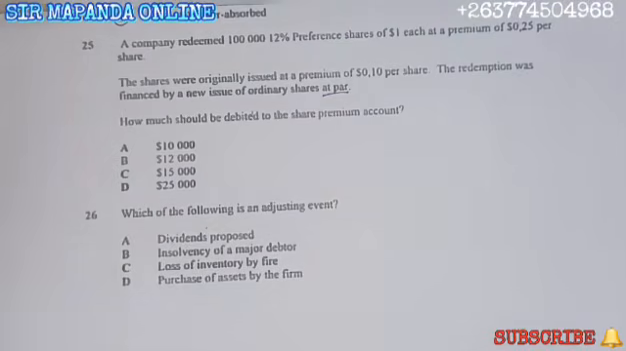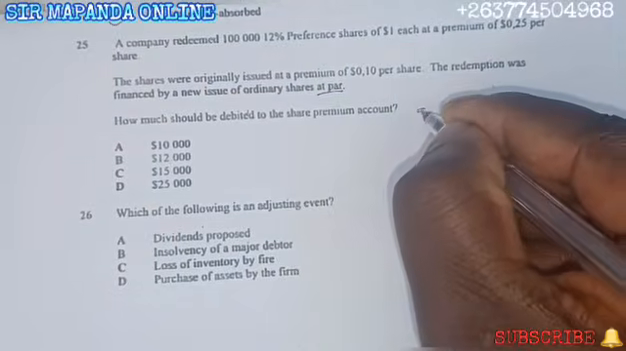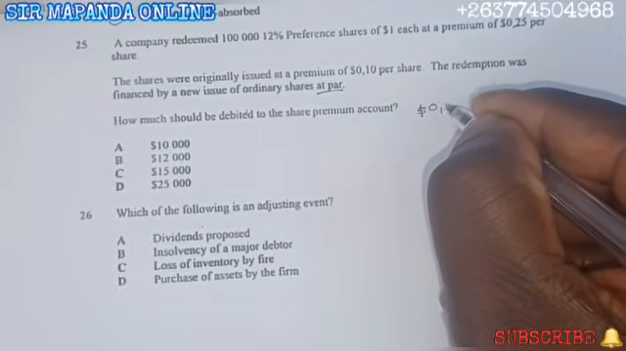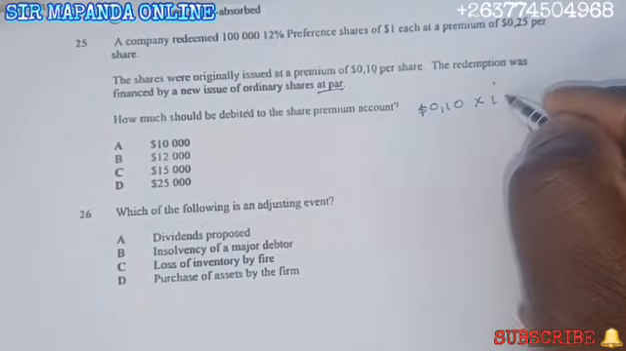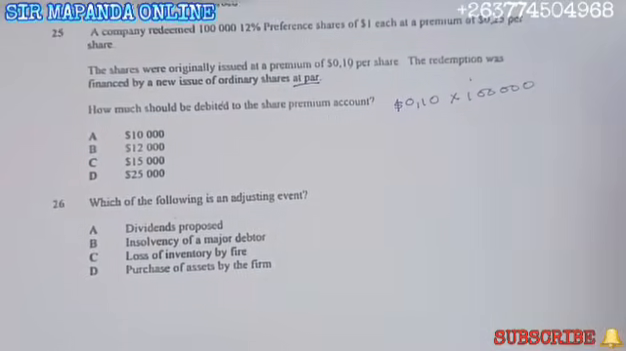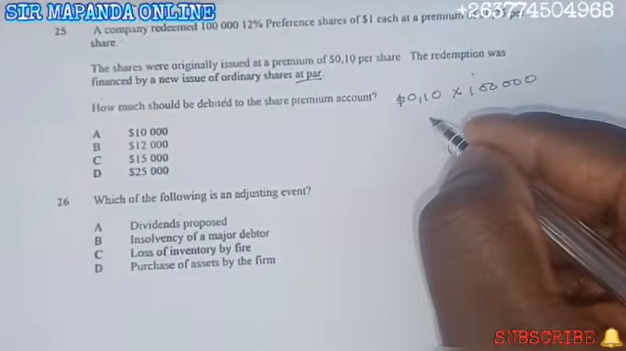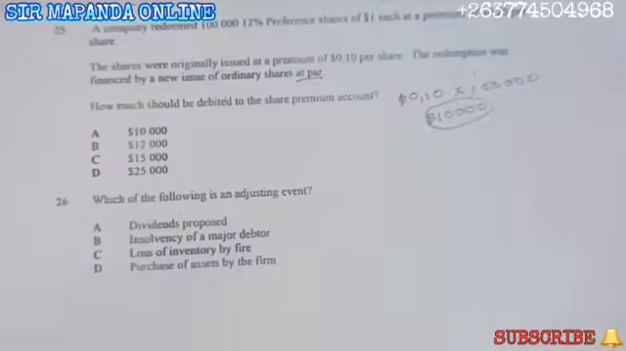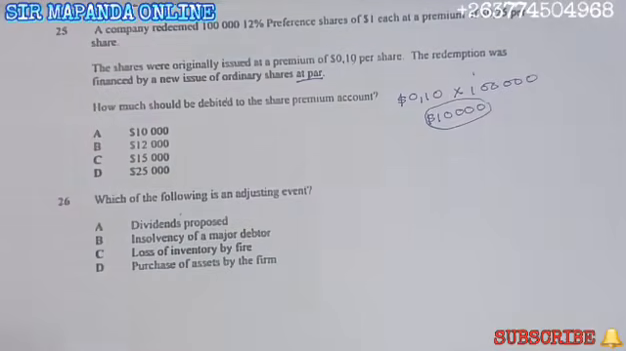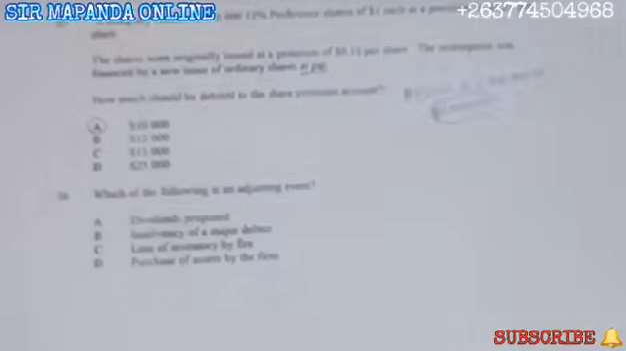How much should be debited in the share premium account? So in the share premium account, we only debit the amount which is equivalent to the premium that was obtained on the original issue. Since there is no premium on the new issue of shares, you simply multiply this 10 cents, the premium that was obtained originally, with the number of preference shares redeemed of 100,000. So 10 cents times 100,000, you get 10,000. So 10,000 is the only amount that is going to be debited in the share premium to finance premium on redemption. Our answer is A. I hope you are following.